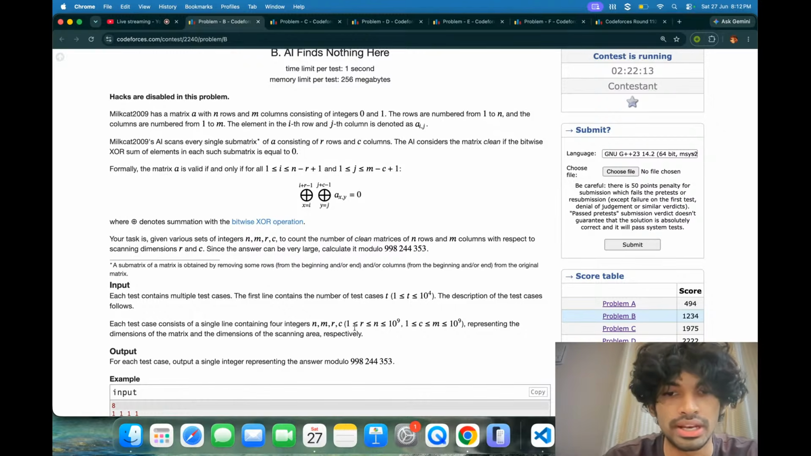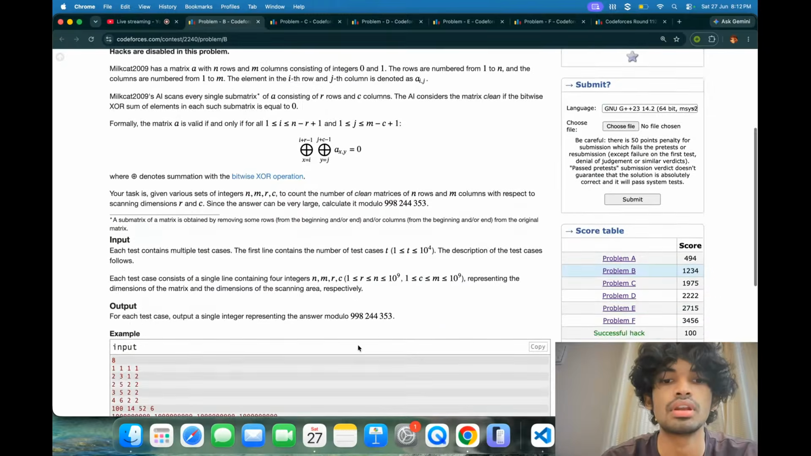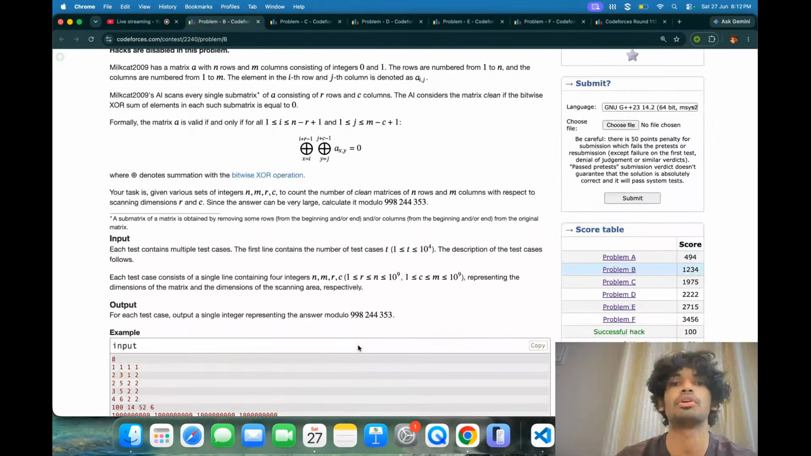See, if R equals N and M equals C, then it is quite big. It is just that the total number of things should be even.